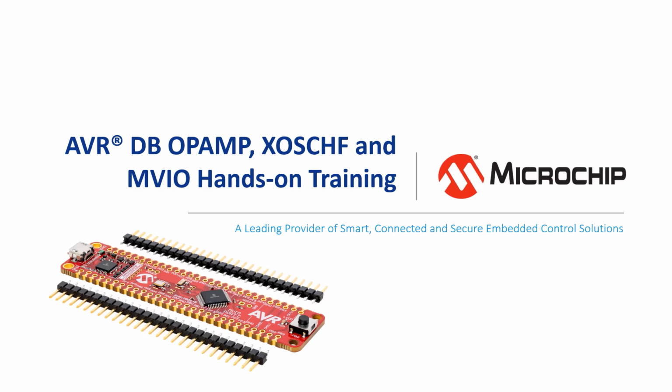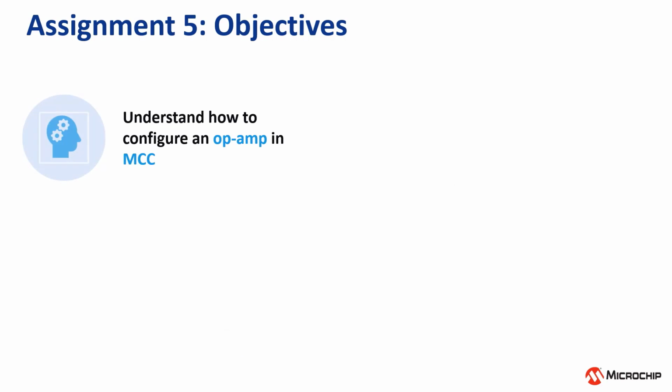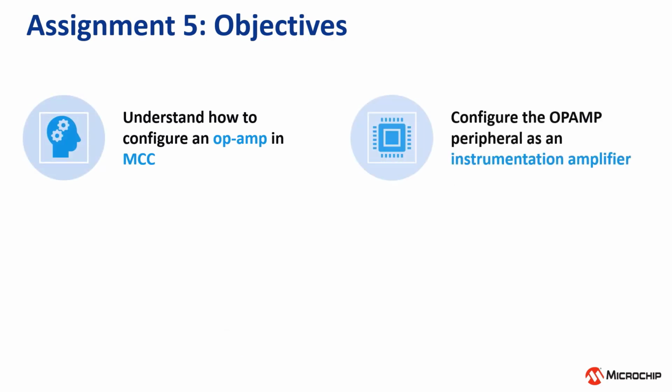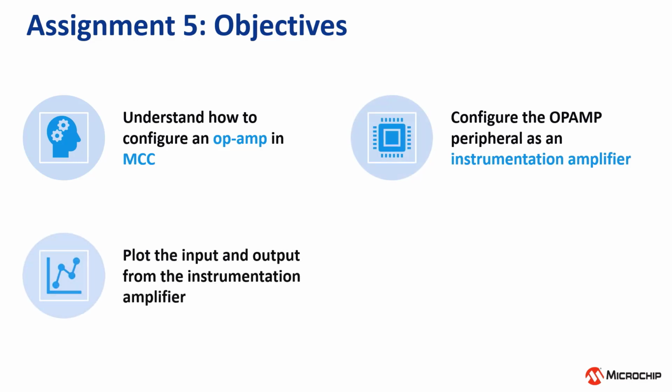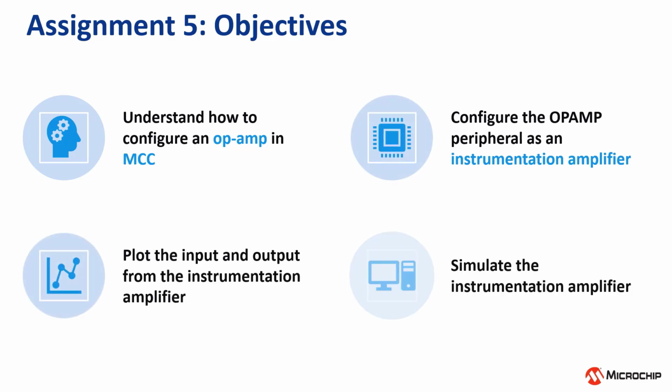Hi, and welcome to assignment 5. In this assignment, we'll be focusing on how to configure the op-amp in MCC and how to translate from MCC to a Mindi simulation. The objectives are to understand how to configure an op-amp in MCC, configure the op-amp peripheral as an instrumentation amplifier, plot the input and output from the instrumentation amplifier in the data visualizer, and simulate the instrumentation amplifier in MPLAB Mindi.